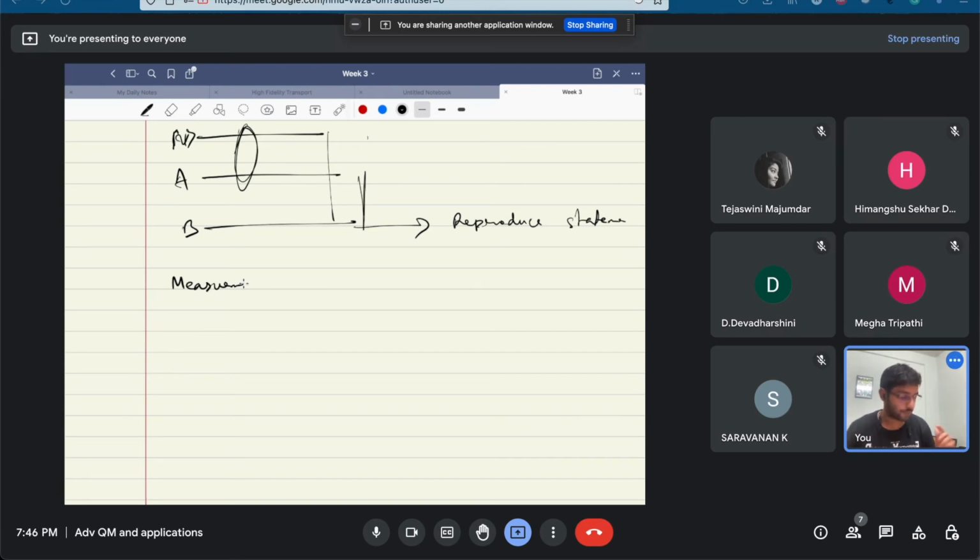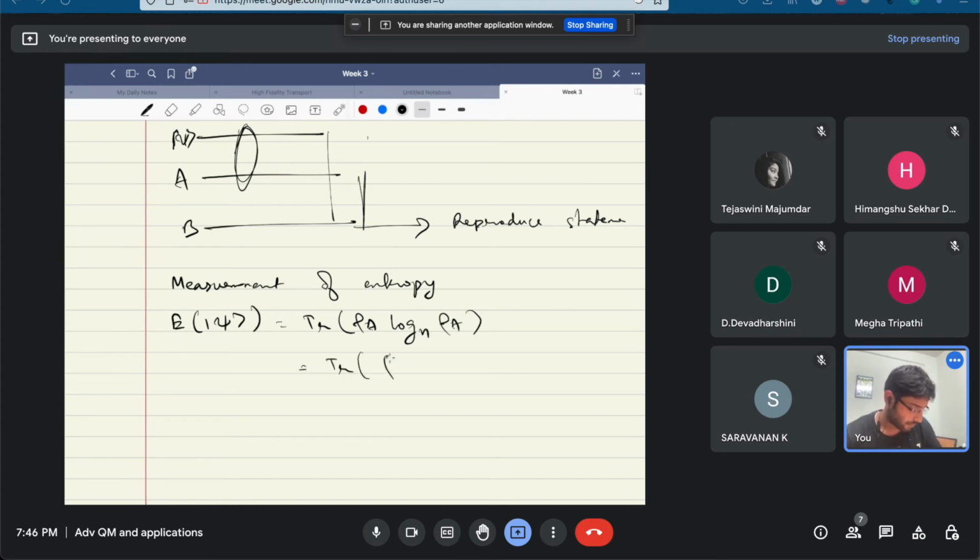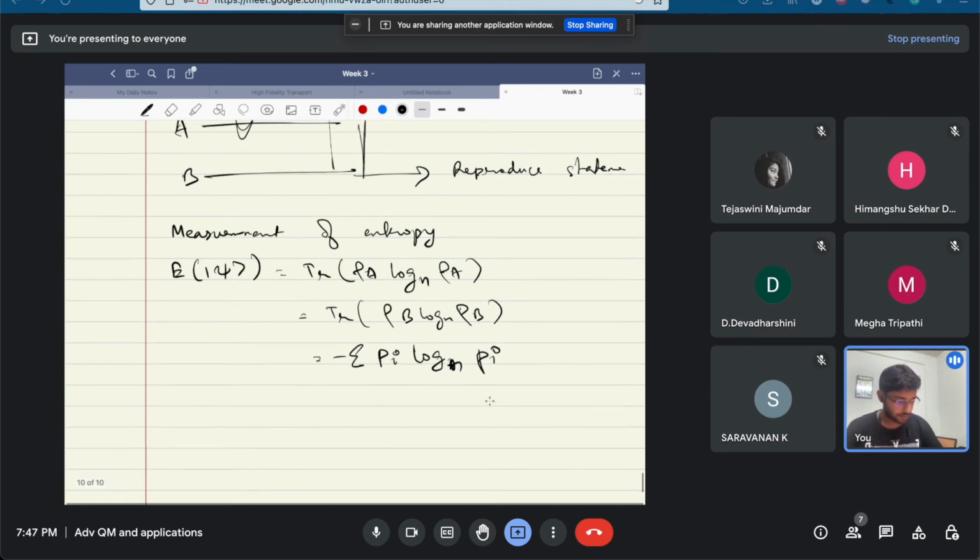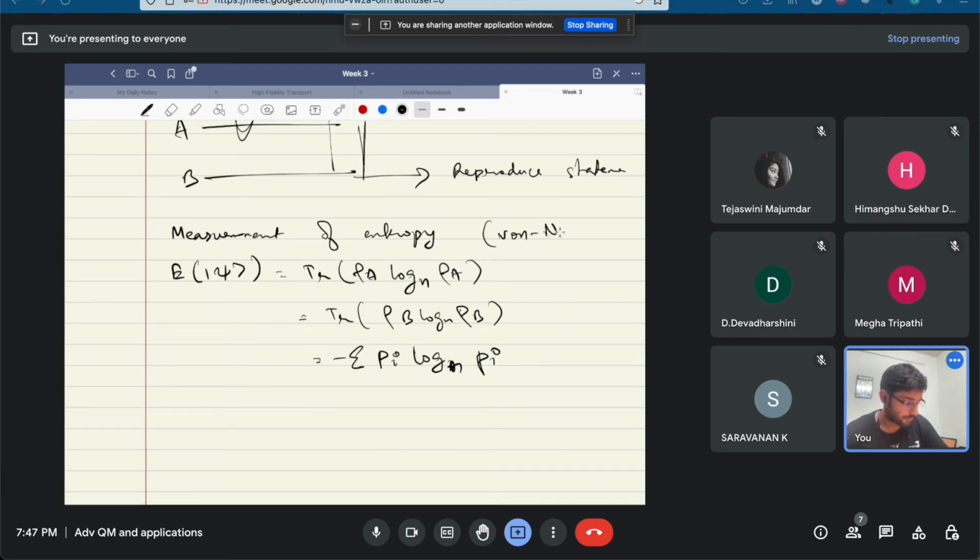I'll tell you the formula of entropy, through which you can find out the state. For example, we saw that if rho squared comes out to be rho, then we know that it's a pure state and not a mixed state. Similarly, there is this equation, the sum over i of p_i log p_i. This is what we call the von Neumann entropy, and if this entropy gives you 0, that means it's a pure state and not entangled.